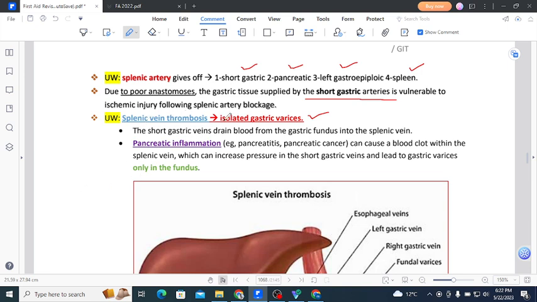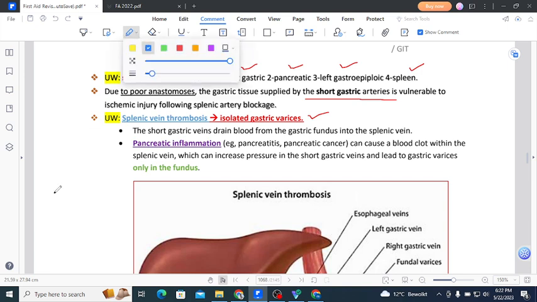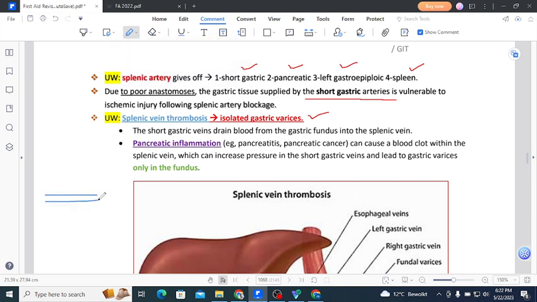In splenic vein thrombosis, there is isolated gastric varices because we know that the splenic artery, and now I'm talking about the artery, supplies the spleen. It also gives branches called the short gastric arteries, which are going to supply part of the stomach. Now if we talk about the vein, the veins are also moving parallel to the arteries. So the vein will be draining the spleen, and the short gastric veins will be the tributaries, draining the body and fundus of the stomach. So whenever there is thrombosis of the splenic vein, there will be isolated gastric varices. You must remember this point.